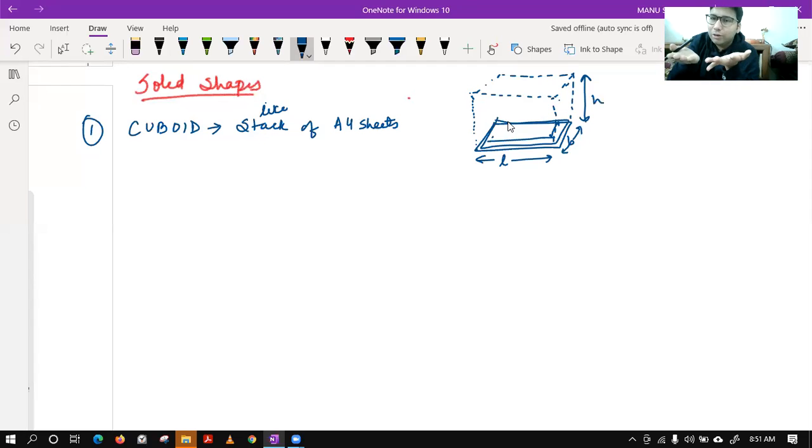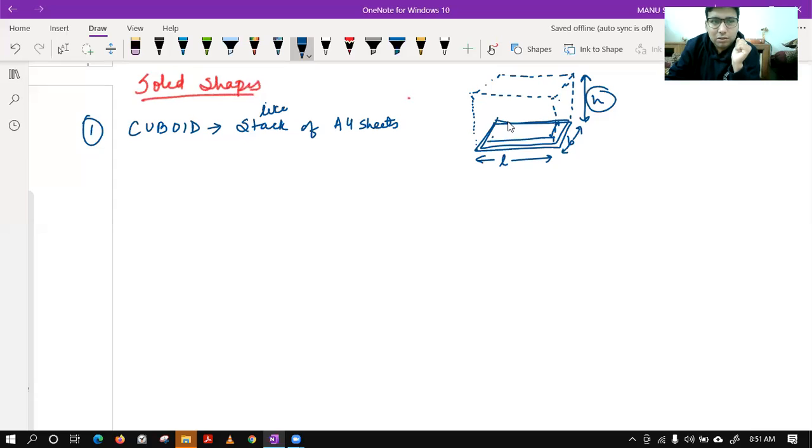Single area was L into B. If you kept it twice, it becomes L into B plus L into B. Again you kept it. So the number of sheets you are increasing, that many times you are adding L into B. In this case, if you include h, it becomes L into B into h for the volume.